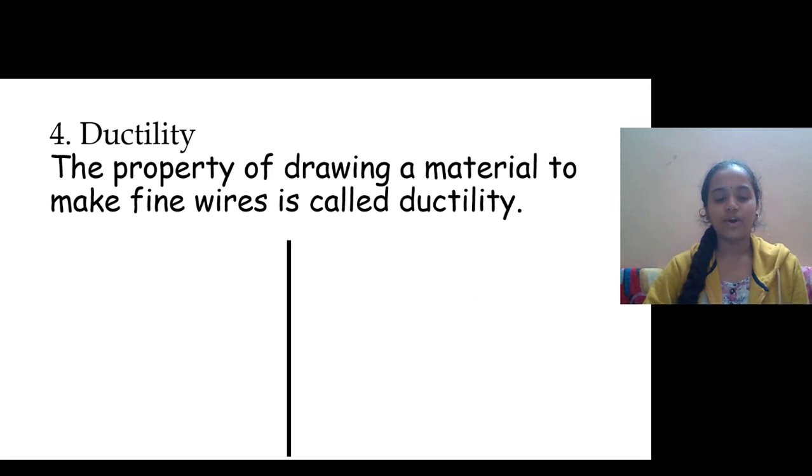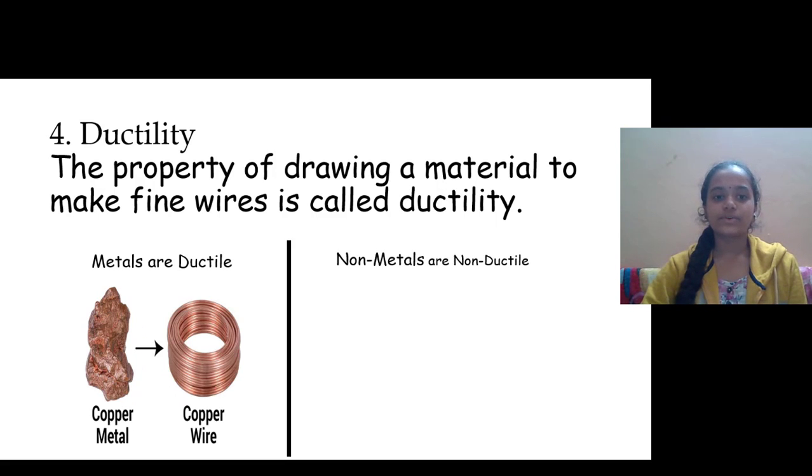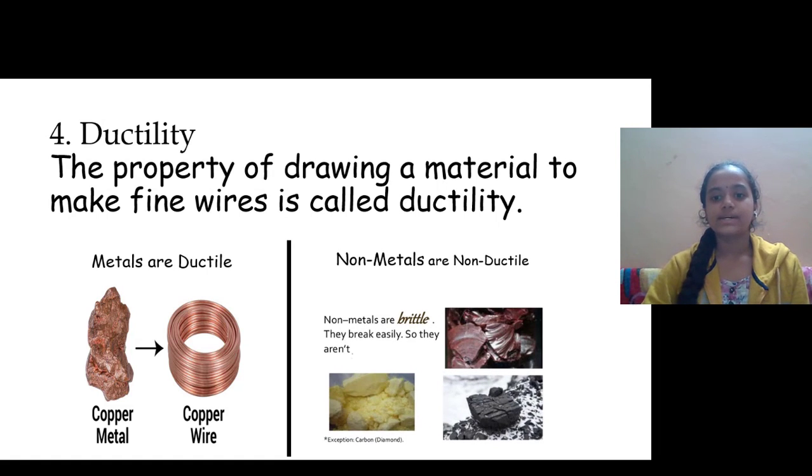Ductility. The property of drawing a material to make fine wires is called ductility. Metals are ductile, non-metals are non-ductile. When copper is drawn into copper wire, we say copper is ductile, whereas iodine can't be drawn into fine wires as it is a non-metal.